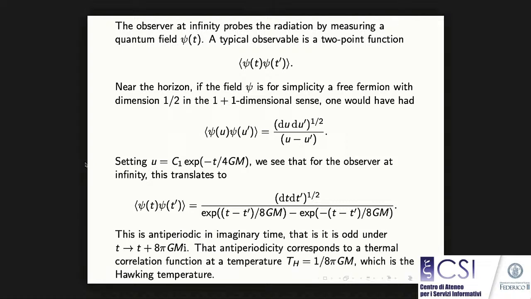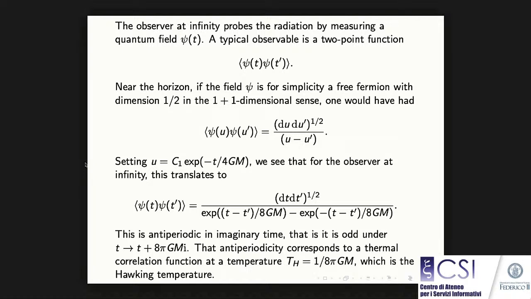For fermions, anti-periodicity corresponds to, well, in quantum mechanics, thermal correlation functions are periodic or anti-periodic in imaginary time for bosons or fermions. So here I did a fermion and I got anti-periodicity. For a boson, we would have had u minus u prime squared, and we would have gotten periodicity. But regardless, we get periodicity or anti-periodicity in imaginary time with period 8 pi gm.